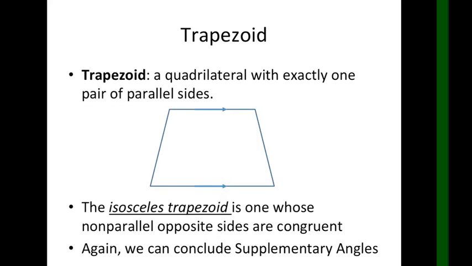A trapezoid. Trapezoid is a quadrilateral with exactly one pair of parallel sides. Ano yun? Yung nasa top at saka sa bottom lang. Ito, these are not parallel. Ito lang at saka ito. So, the isosceles trapezoid is one whose non-parallel opposite sides are congruent. So, this one is an example of isosceles trapezoid because it has two sides that are equal. Again, we cannot conclude supplementary angles here. Okay? On an isosceles trapezoid, the diagonals are congruent. So, here, the diagonals are congruent.